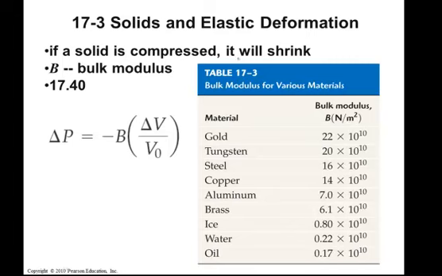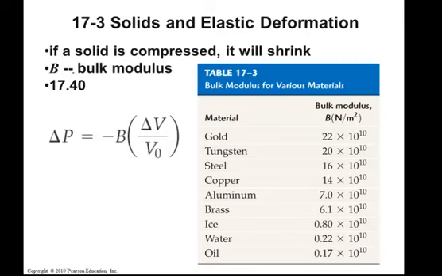Alright, if a solid is compressed, it's going to shrink. So in this case, I'm going to use beta, which is called the bulk modulus, and it's going to shrink in all directions. That's why we're using volumes. So the change in the pressure is going to be the bulk modulus, the change in the volume, and V0.